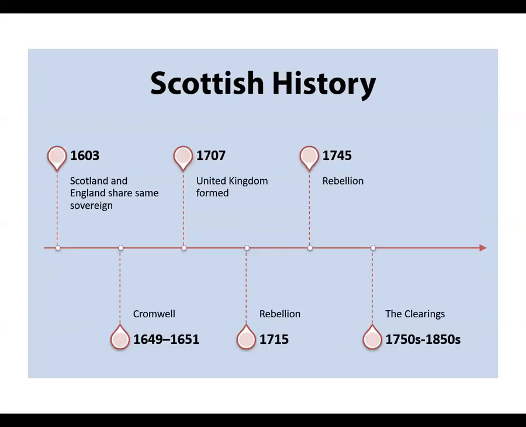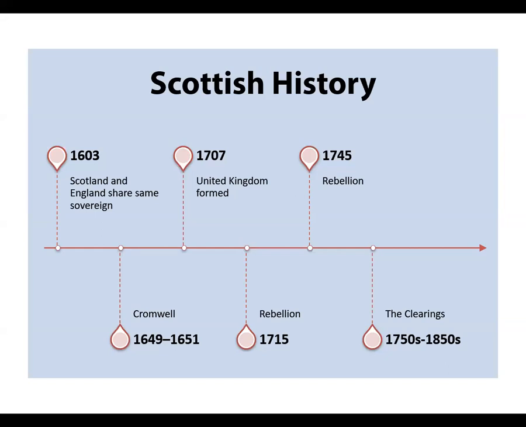A little timeline of Scottish history. In 1603, Scotland and England share the same sovereign. Of course, things get a little turbulent in the middle part of the 17th century when Cromwell comes in as the Lord Protector of the United Kingdom. That is where there are a lot of issues going on with Cromwell, with Scotland and Ireland. In 1707, the United Kingdom is formed.